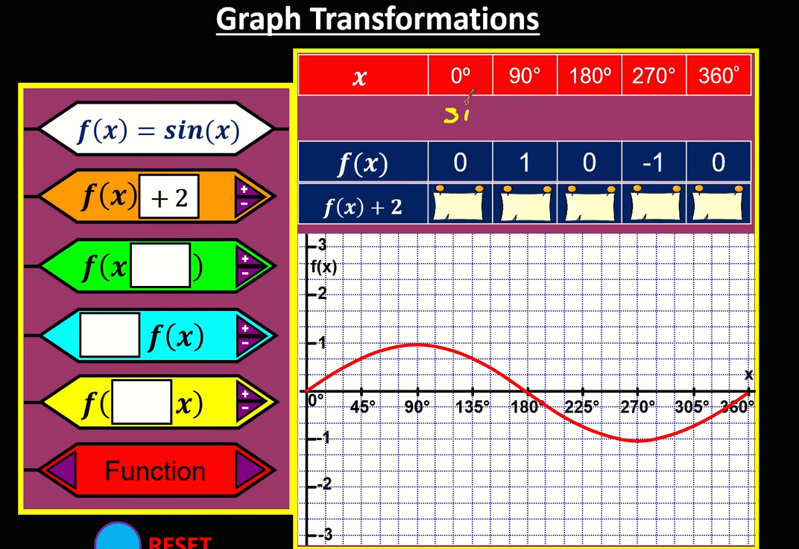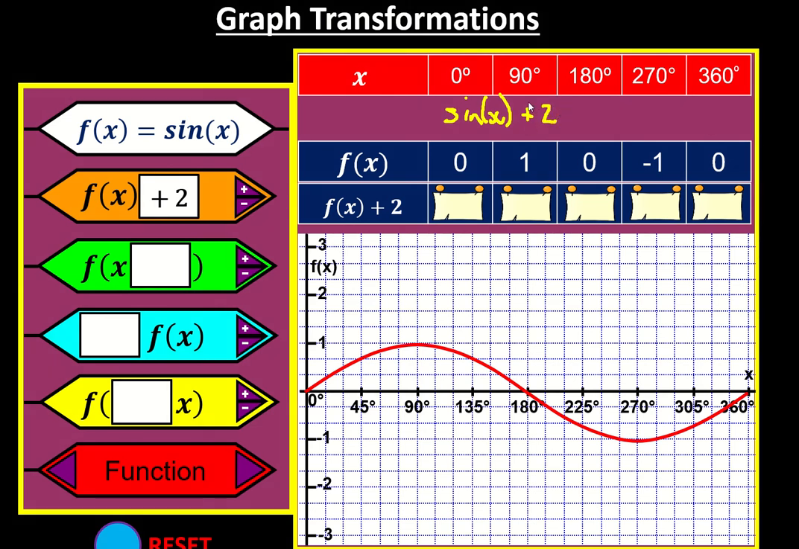The function version of that is sine of x plus 2 on the outside. So what that's going to do is add 2 to all of the outputs, because it's outside the function. So 0 goes to 2, 1 goes to 3, 0 goes to 2, minus 1 goes to 1, and 0 goes to 2.